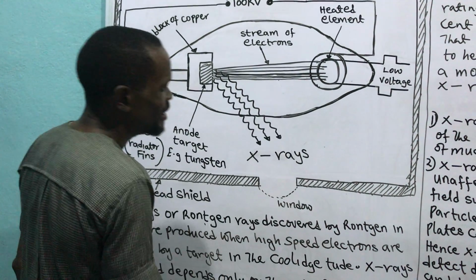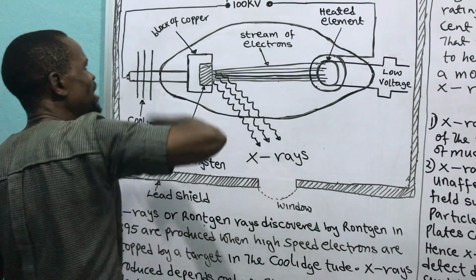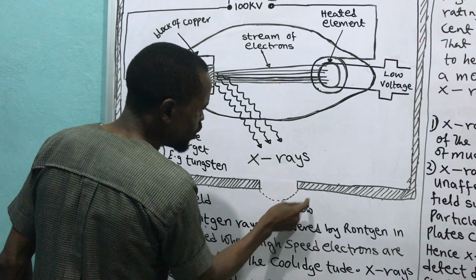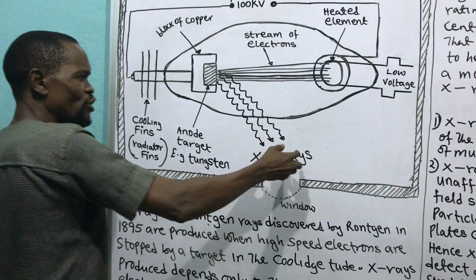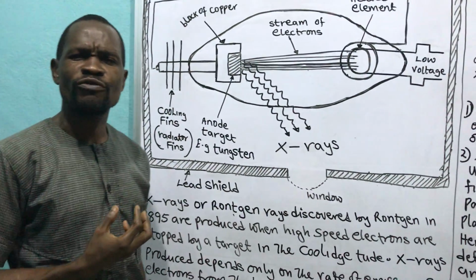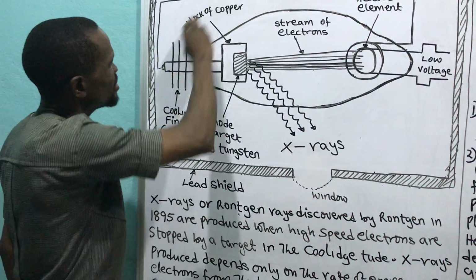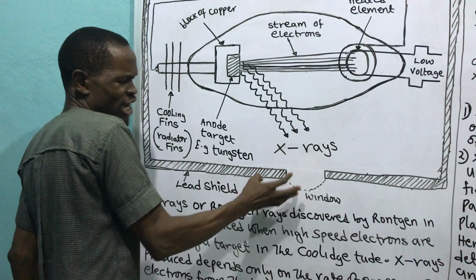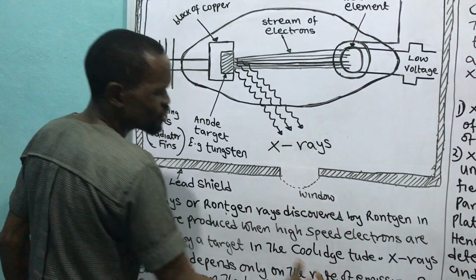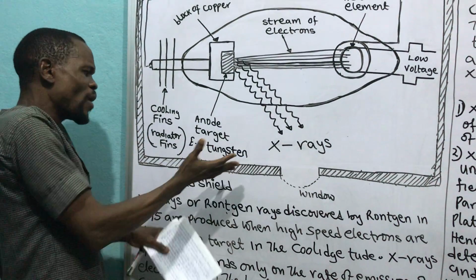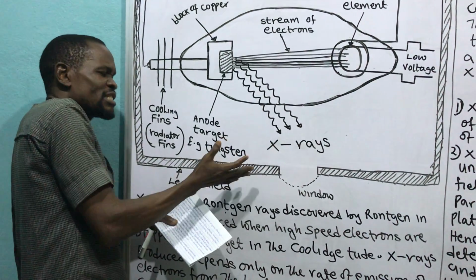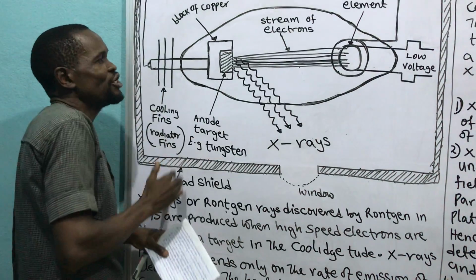Then again, this experiment is done in what we call a lead shell. You know that X-ray is not good for the human body, so this experiment is done in a lead shell. This is the window where the X-ray comes out, and the person performing this experiment is protected by this lead shell.